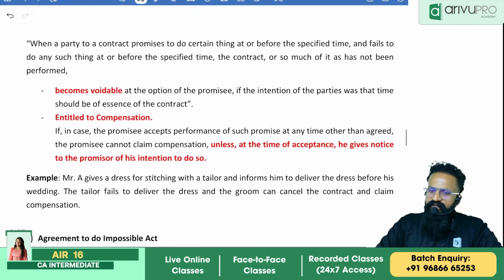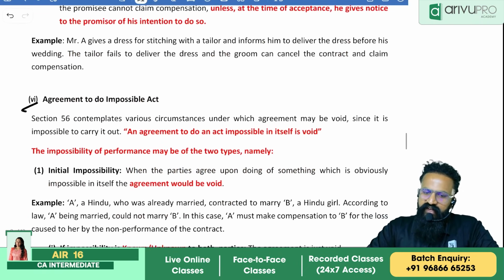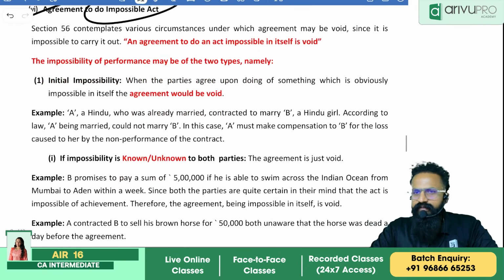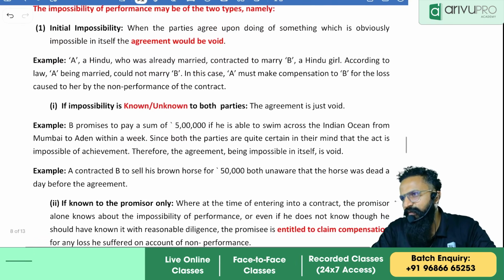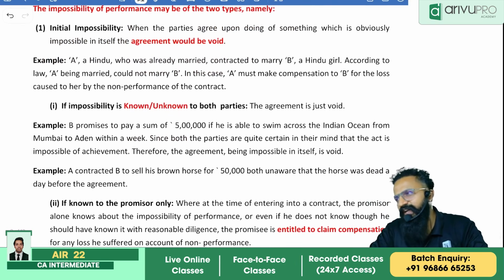Okay. Next one, agreements to do impossible act. Initial impossibility, void agreement. Subsequent impossibility, void contract.